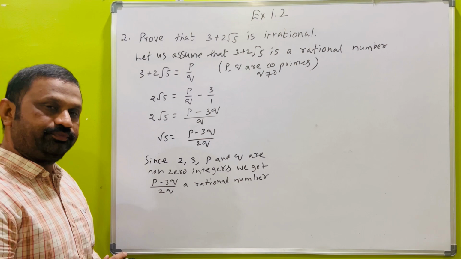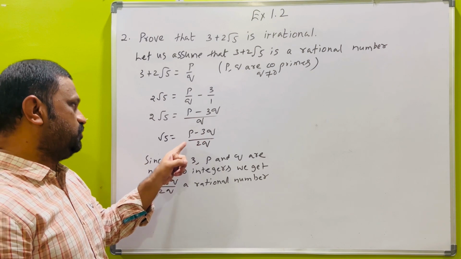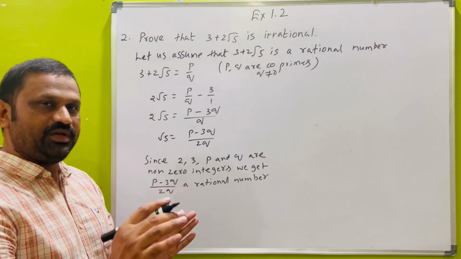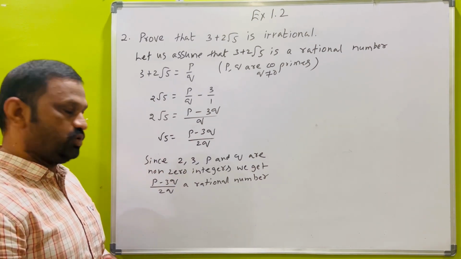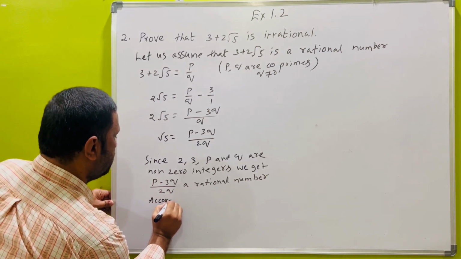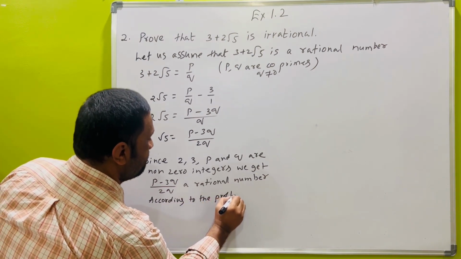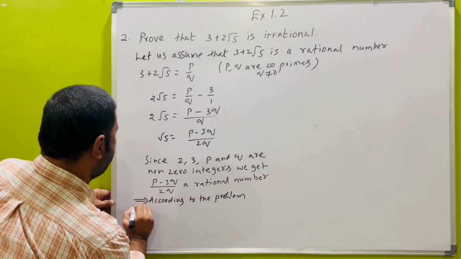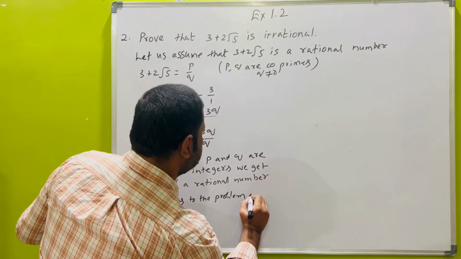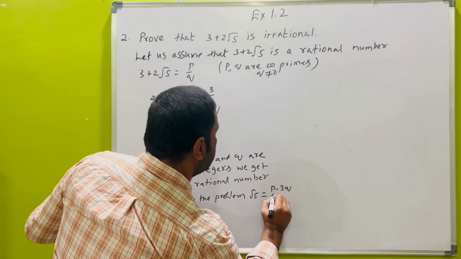Observe root 5. Root 5 we have written root 5 is equal to P minus 3Q by 2Q. According to the problem, root 5 is equal to P minus 3Q by 2Q.